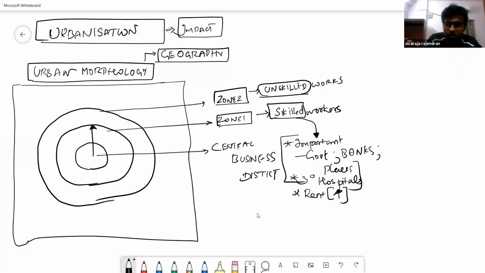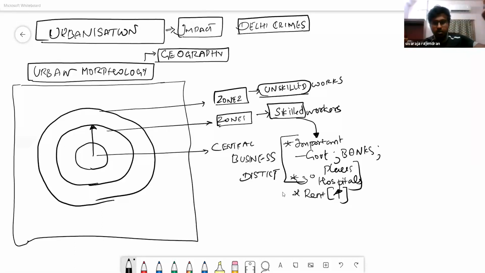Or if you have seen something called Delhi Crime on Netflix, have you seen Delhi Crime on Netflix? Anyone? Yes, right. So in that, the commissioner, she would immediately go look at the map. Okay, go look at the map. So as an officer, you should know.